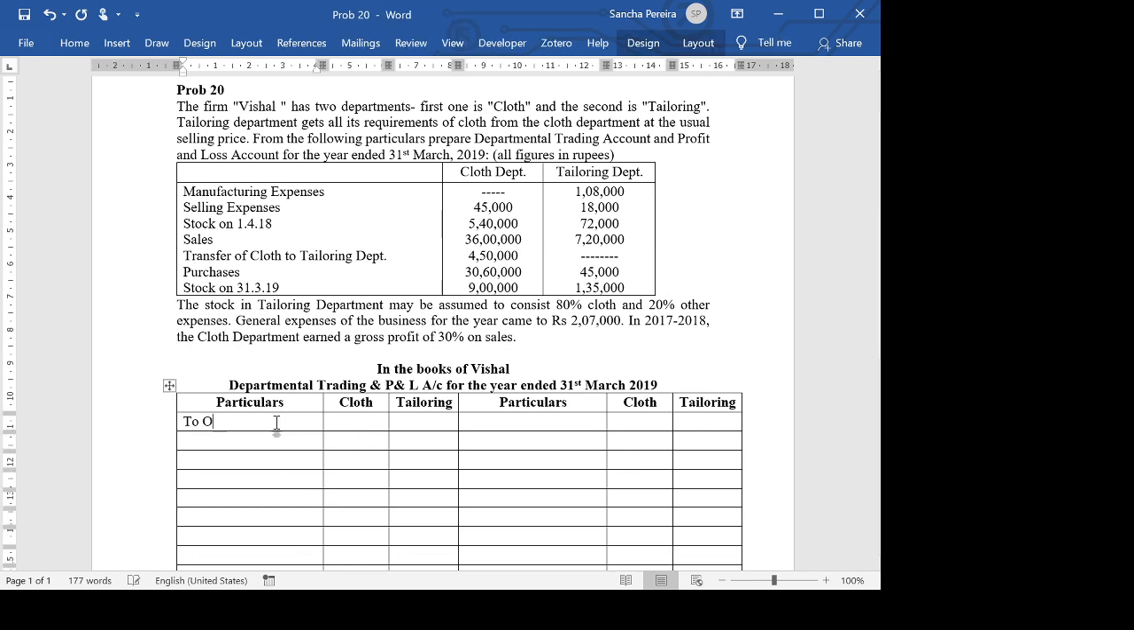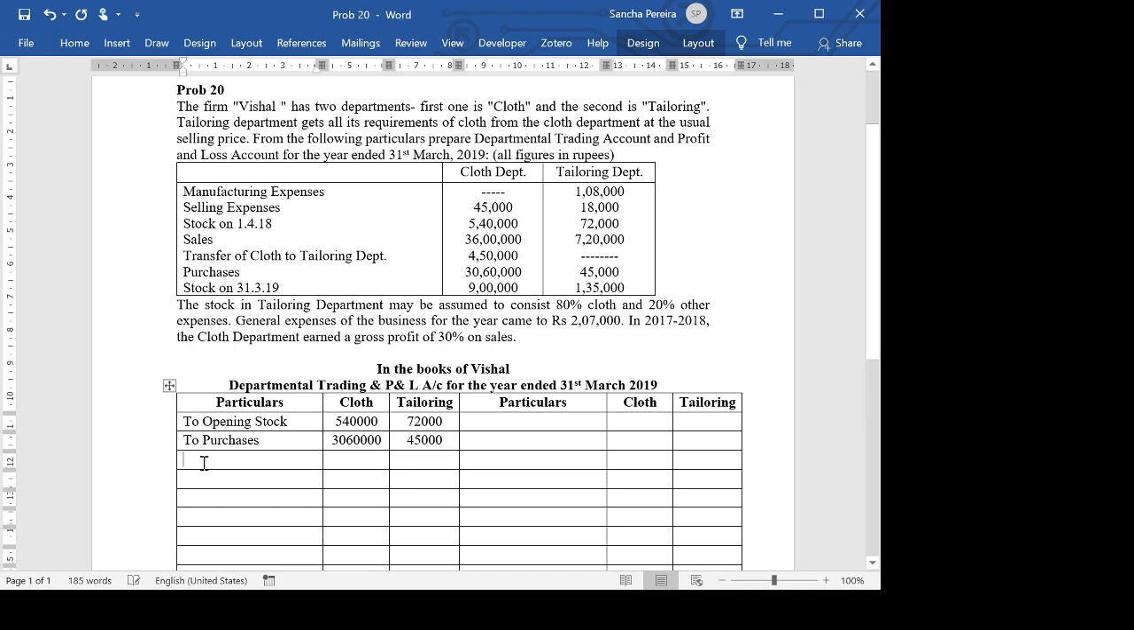To opening stock, stock on 1st April 2018, 5,40,000 and 72,000. Then we have purchases, two purchases, 30 lakh 60,000 and 45,000.